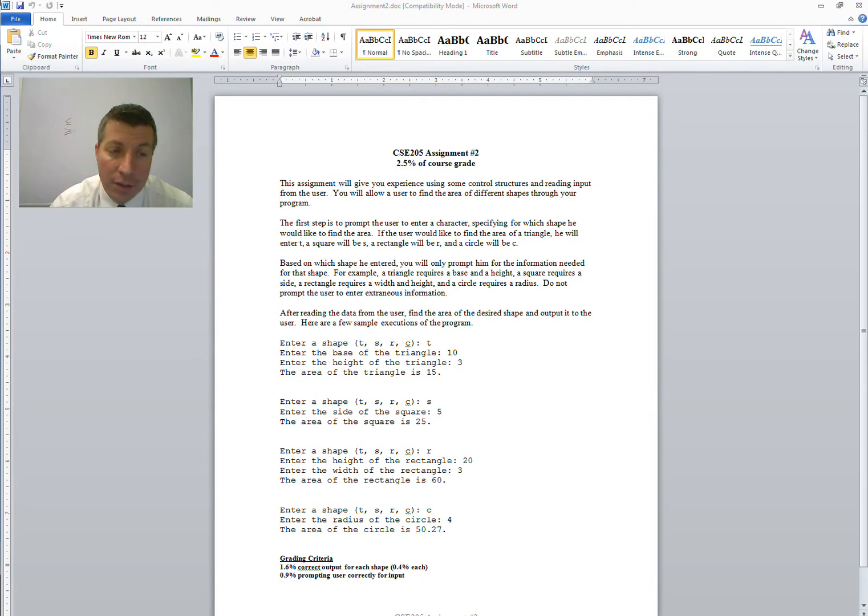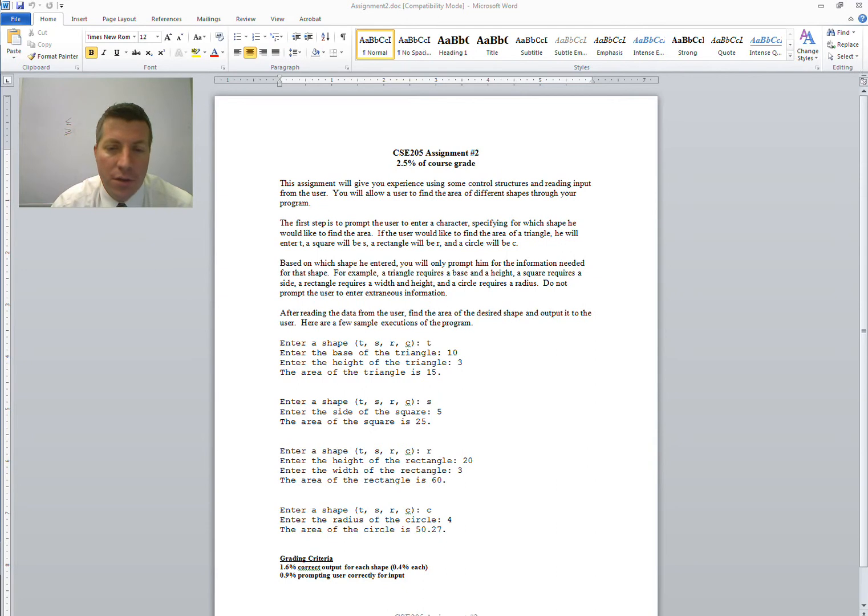Then you will have an else if, most likely. Say else if the character that they entered was S. And if it was, then inside the body of that section, you're going to say enter the side of the square. You're going to read that into a variable, and then you're going to print out what the area of a square is after you calculate it, and so on.